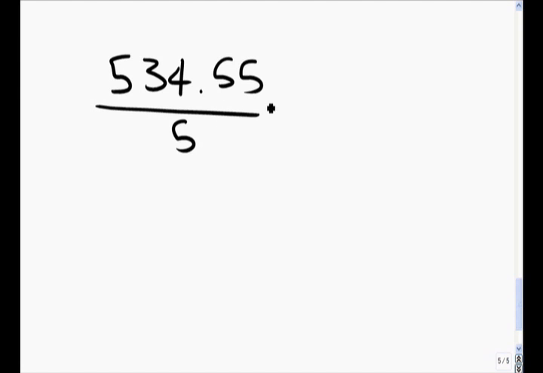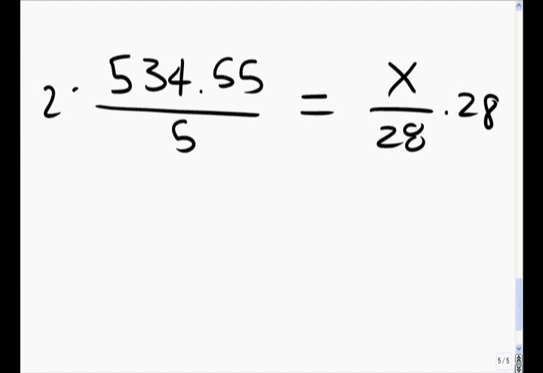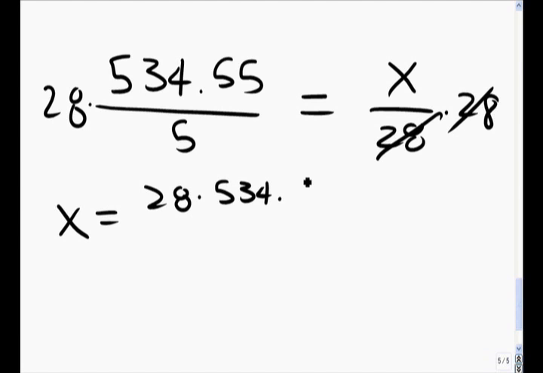The first proportion of $534.55 to 5 days equals some x dollars to 28 days. If I multiply both sides by 28 and use algebra, x equals 28 times $534.55 divided by 5.